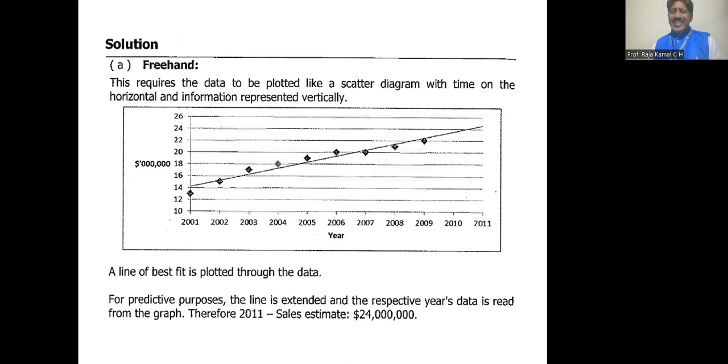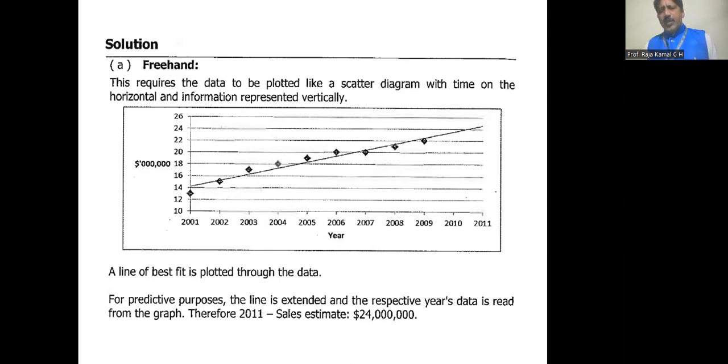If you extend it from 2009 to 2011, then you can estimate that the value at 2011 is 24, and the sales estimate was $24 in 2011. It is a very simple method that we use to find out or to predict the linear trend in time series. This is time series analysis.